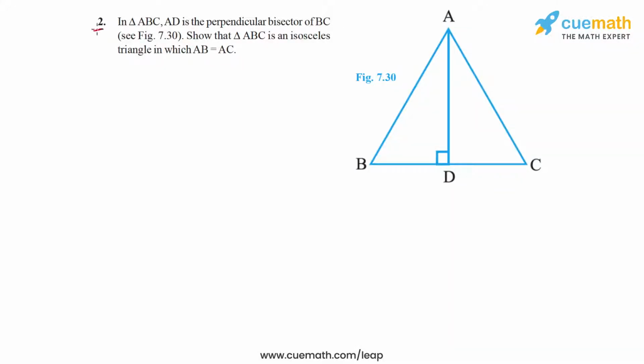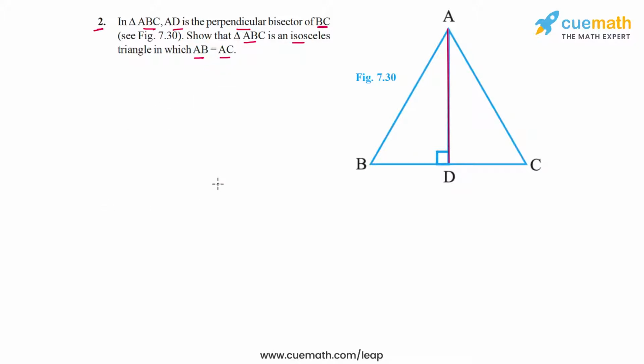In question 2, the problem statement says, in triangle ABC in this figure, AD is the perpendicular bisector of BC. So AD, which is this segment, is the perpendicular bisector of BC. So we have to show that triangle ABC is isosceles, in which AB must be equal to AC.